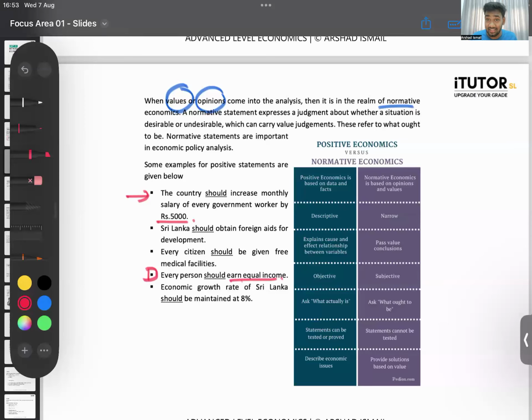So see, these are what? These are all your opinions. So there is no right or wrong here. You can be right, I can be right. So these are things that get debated. These are the things that go to the parliament. In the parliament, you will see fellows fighting.